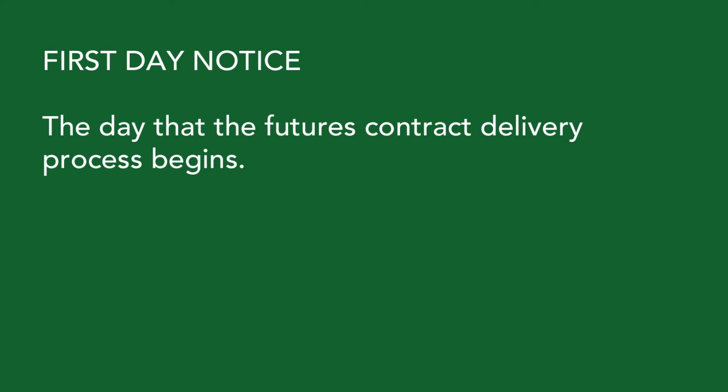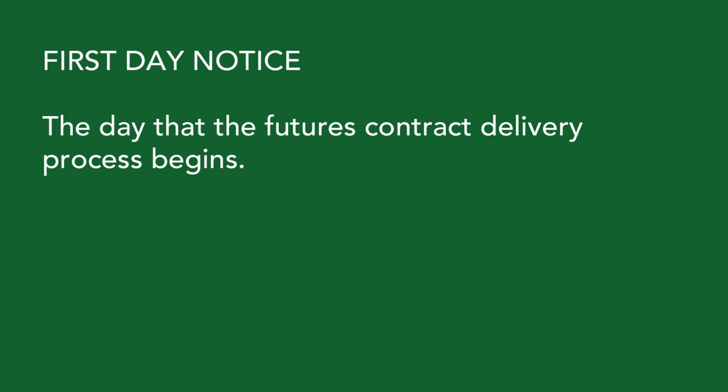First day notice: the day that the futures contract delivery process begins. Long position holders who maintain their positions on and after first day notice, usually at the end of the month prior to the following month of a futures expiration. So usually it's around the 28th of the month. So if it's a July futures, by June 28th, you need to make a decision. If you're a farmer and maybe you locked in the basis, you have to either flatten out that contract and lock in the futures or roll forward.